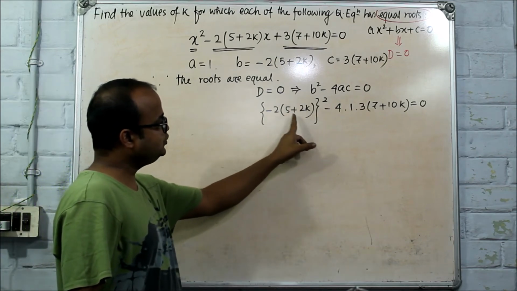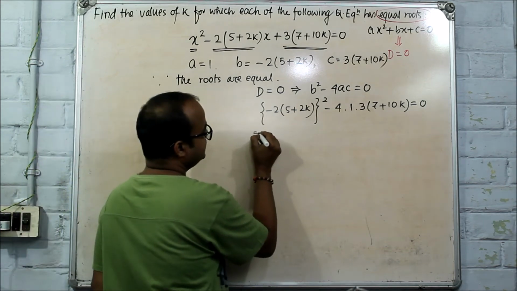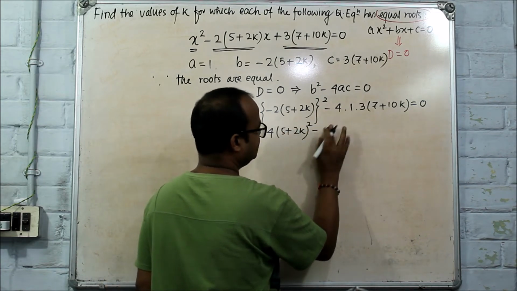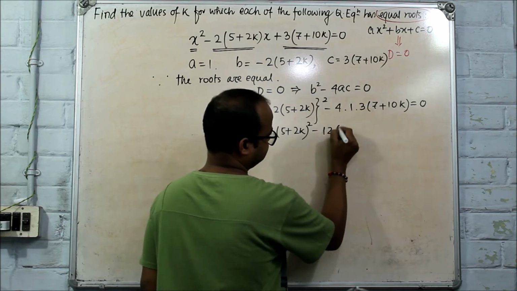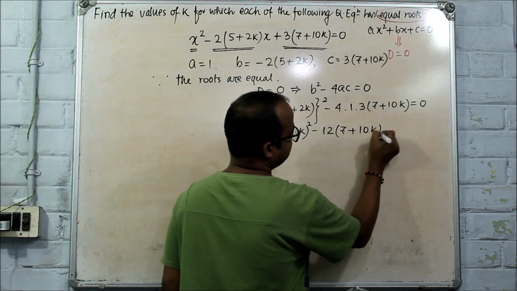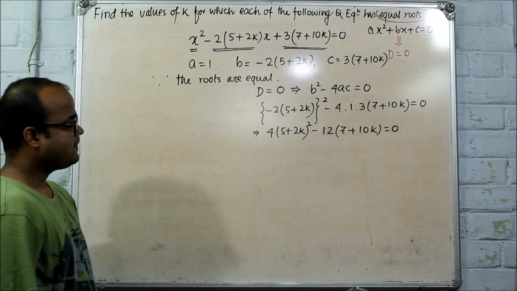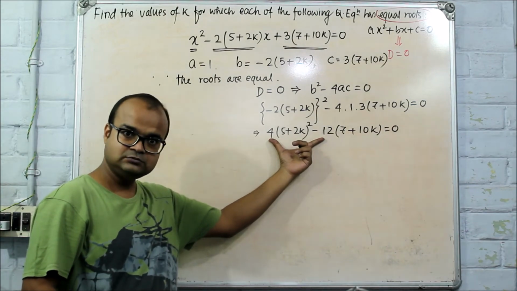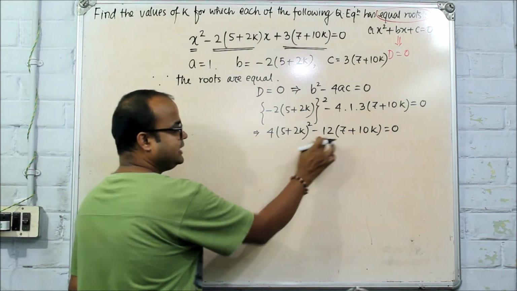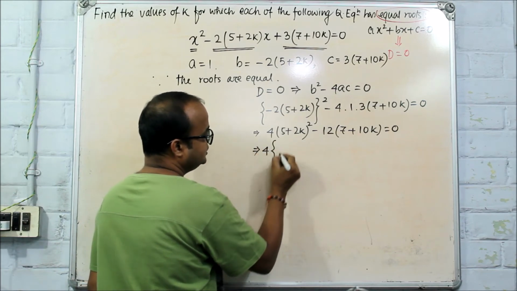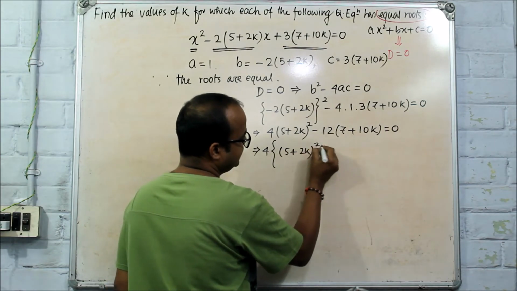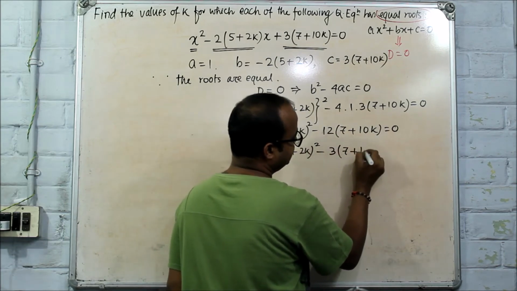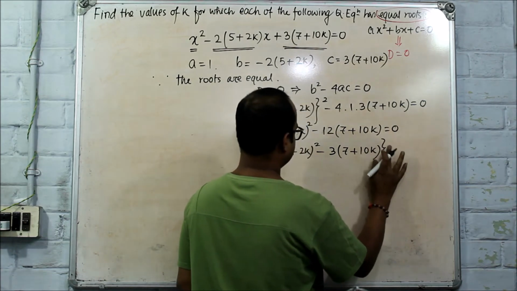Now minus 2 into (5 plus 2k) square. So minus 2 square means 4 into (5 plus 2k) square minus 4 into 3, 12 into (7 plus 10k) is equal to 0. Now to simplify our calculation, from these two we can take 4 as common, and once you divide by 4, this 4 will be eliminated. So first we are taking 4 as common. So this will be equal to (5 plus 2k) square, and 12 divided by 4 is equal to 3 into (7 plus 10k) is equal to 0.